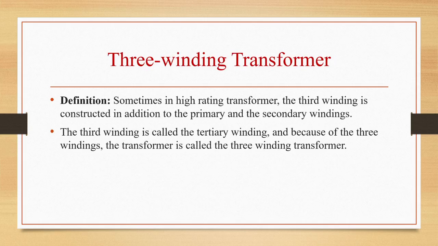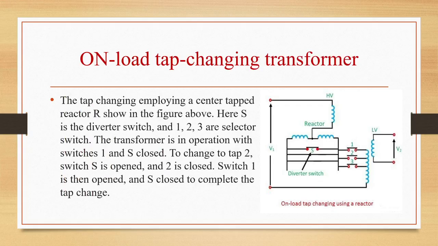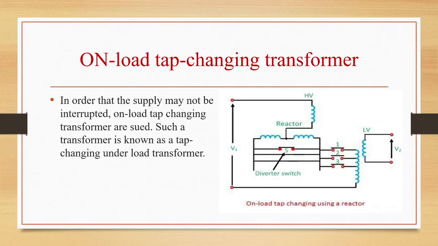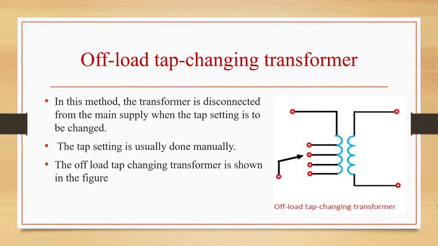So this was about off-load and on-load tap changing transformers. Off-load tap changing transformers, what have we seen? In this method, the transformer will be disconnected from the main supply whenever the tap setting has to be changed, and tap setting is usually done manually, and we cannot connect any load using this tap changing transformer.